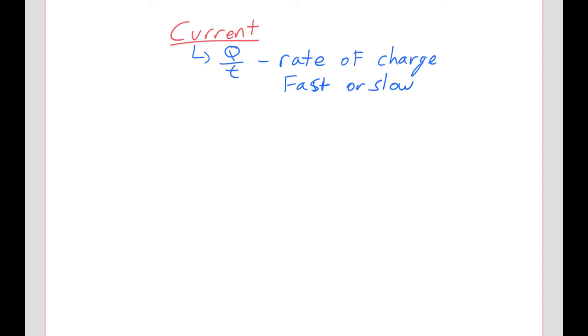And the units for current are what we call amps. Okay, so current is represented by the letter I, and the units will be in amps. So current is Q divided by T, charge divided by time. How fast or slow is that charge moving? And that is the current.